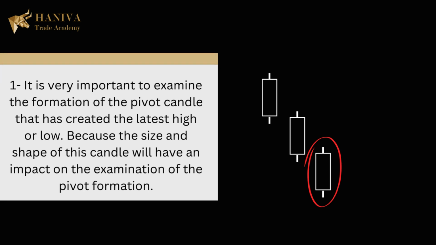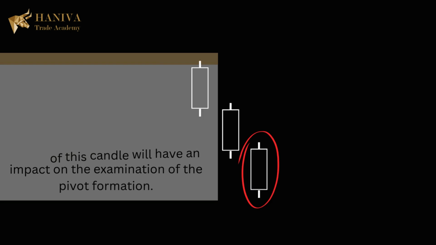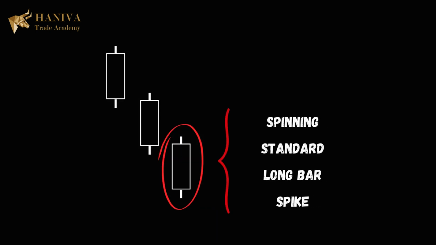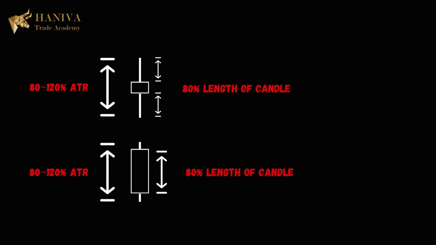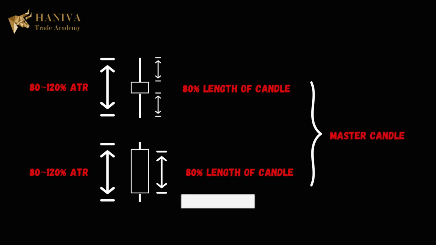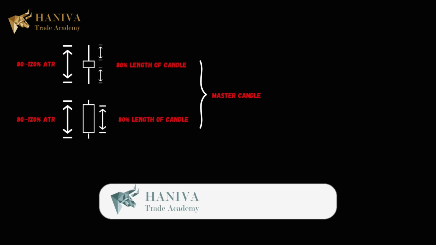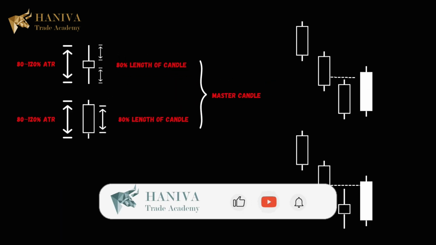Consider the candle that has made the latest low in the image. This candle can have several different states. As explained earlier, this candle can be a spinning, standard, long bar, or spike. 1. If this candle is a standard candle, in which the body or shadow accounted for 80% of the total length of the candle, we call it the master candle, and to form a pivot, the return candle must close above the high or low of the master candle.